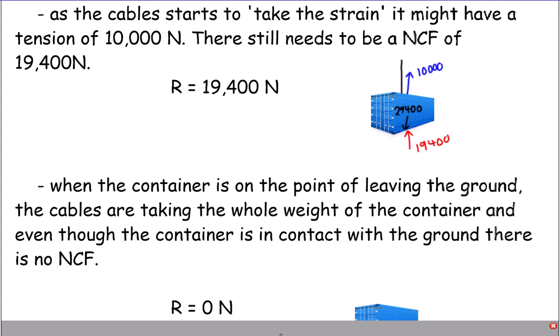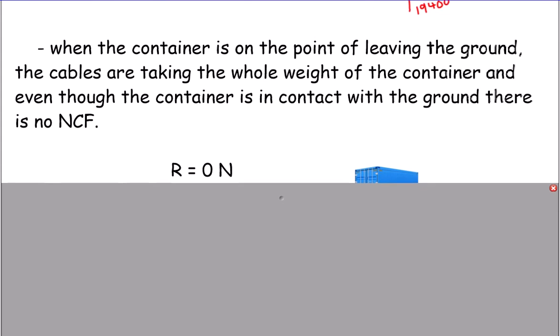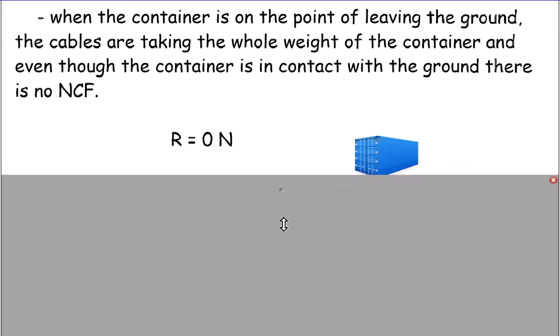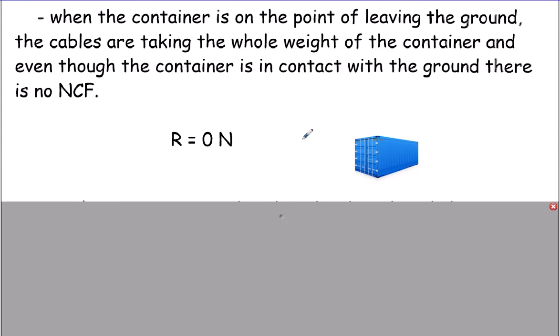Now let's look what happens when the container is about to be lifted off the floor. So still got a weight of 29,400, and the cable now has gone so tight that it too has got a tension. Okay, call it tension when it's a cable.